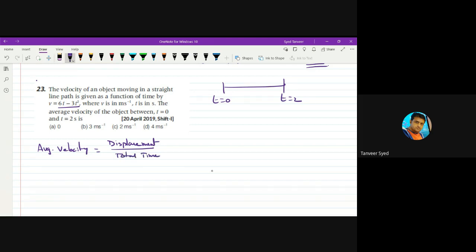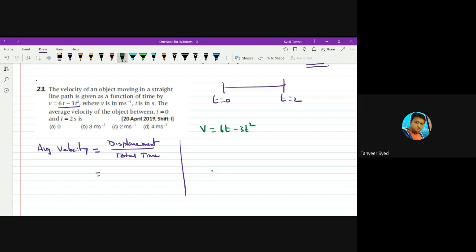We know total time is 2 seconds. We want displacement. Okay, how do you get this displacement? What is given? Velocity is given. V is equal to 6t minus 3t square. From this we want displacement.